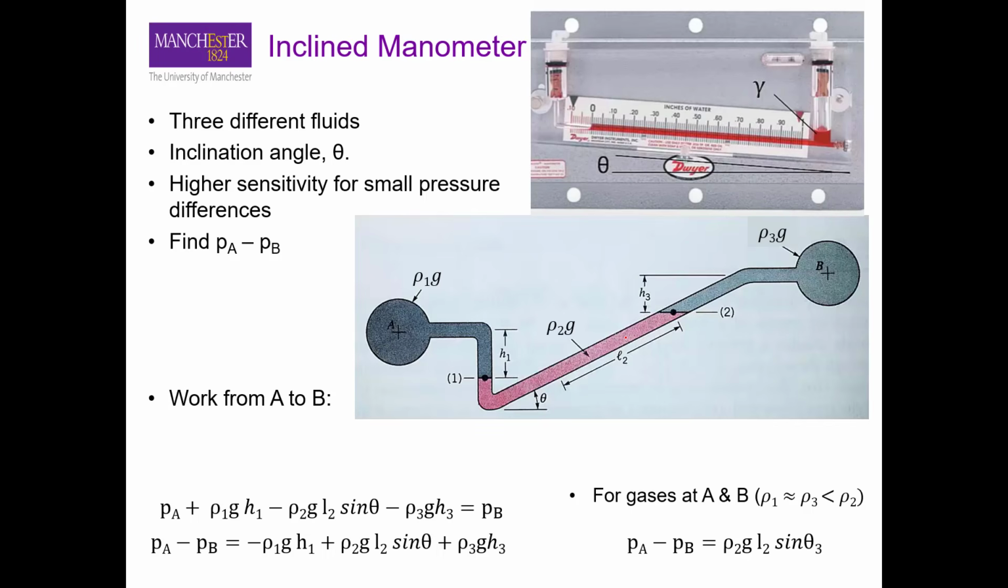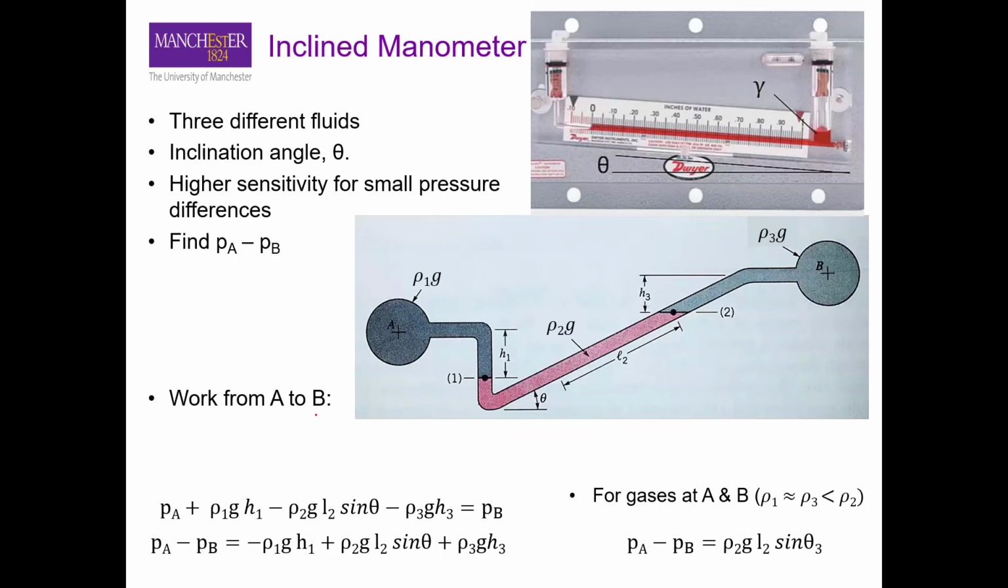Okay. So this device is mostly used for small pressure differences, when you need a sensitive pressure measurement. So that's what we use this inclined manometer for. Again, if we do the pressure analysis and try to find the pressure difference Pa minus Pb, that is the pressure at this point minus the pressure at this point. Okay. So again, let's work from point A to point B.